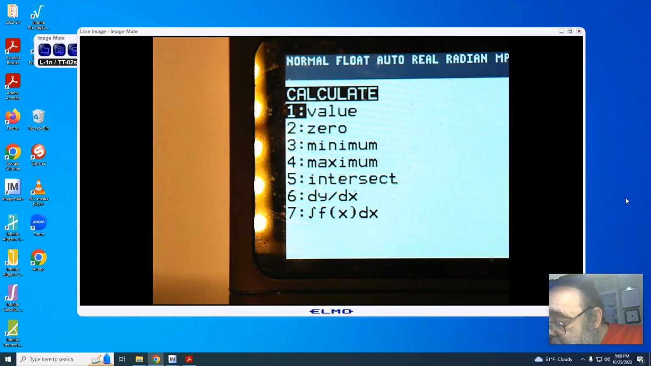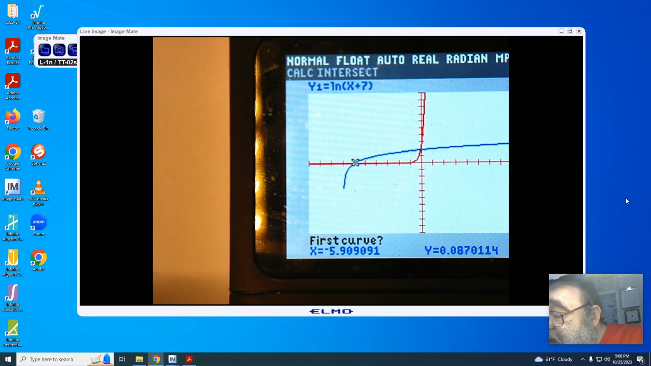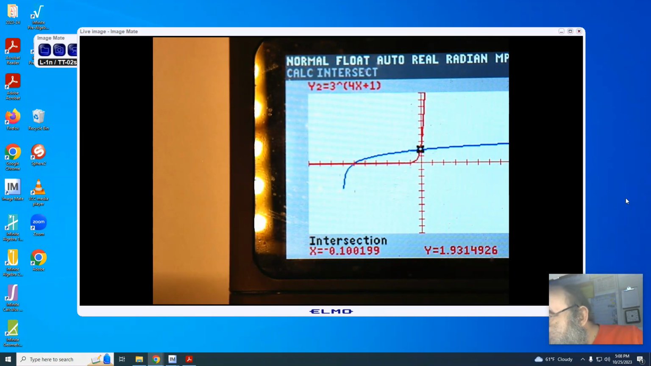Second trace, intersection again. Once again, we have to get closer to it. We'll always go to the closer of the two intersections. And we have x equals -0.1001, and the value is 1.9314. And this is just finding intersections between a system of two logarithmic and exponential growth functions.